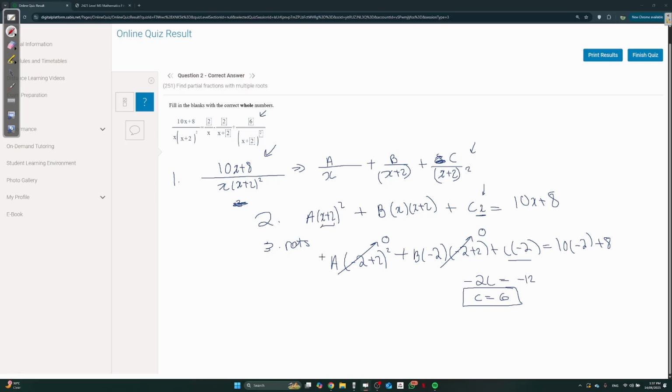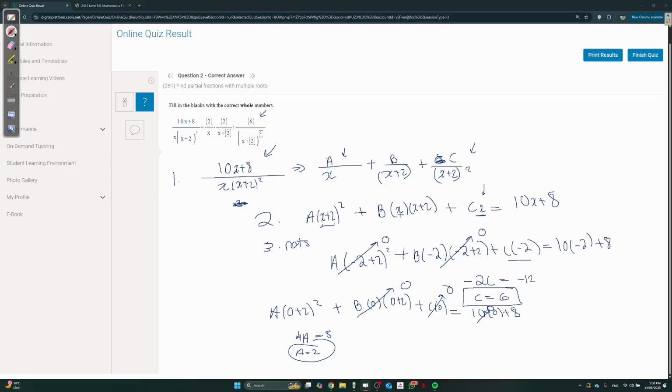So let's substitute now 0. A into 0 plus 2 squared plus b into 0 times 0 plus 2 plus c times 0 equals 10 times 0 plus 8. This is 0. It gets cancelled because 0 times b. This gets cancelled. So what am I left with? A times 0 plus 2 squared is 4a equals 10 times 0 is 0 plus 8. So a is equal to 2. Okay, so now we have our a value. We can put it over x, right? So 2 over x. Okay, now we're left with b.